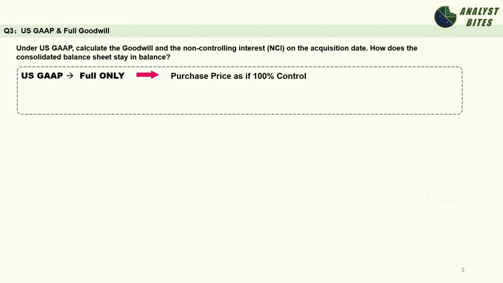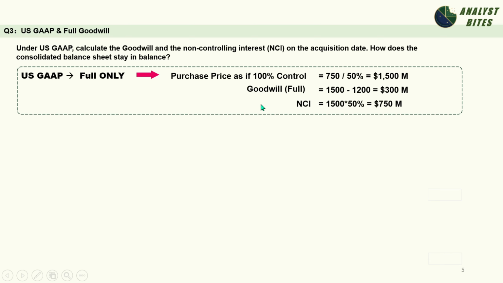To find the full amount, we first create a 100% acquisition scenario. Step 1. Estimate the total fair value of the subsidiary. We take our purchase price and divide it by our ownership percentage, which gives us 1,500 million. Step 2. Calculate the full goodwill. Take that 1,500 million total value and subtract the sub's total net assets of 1,200 million. This gives us 300 million in full goodwill.